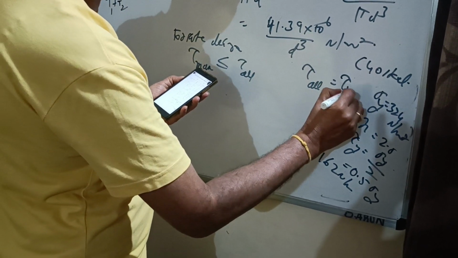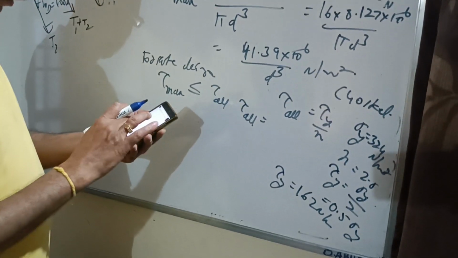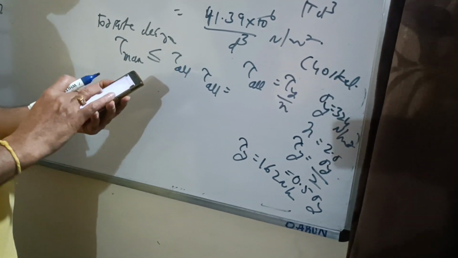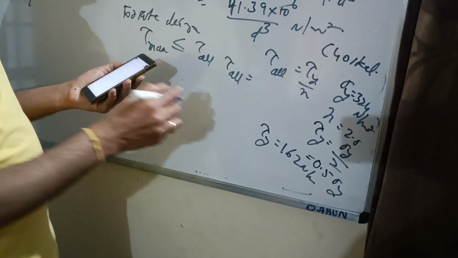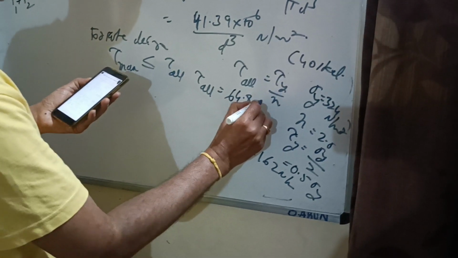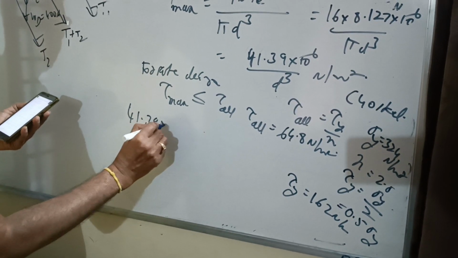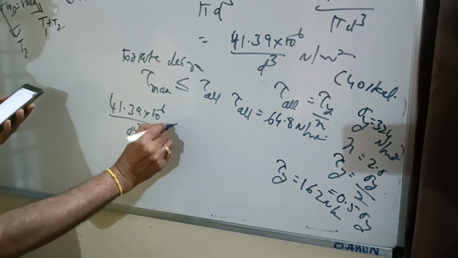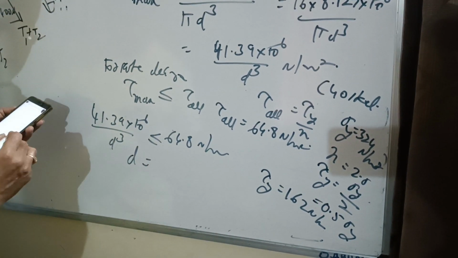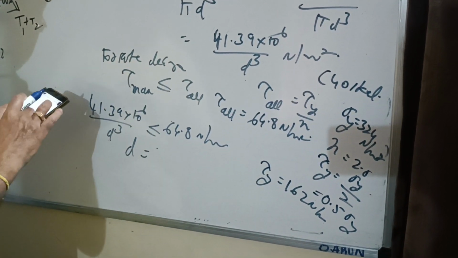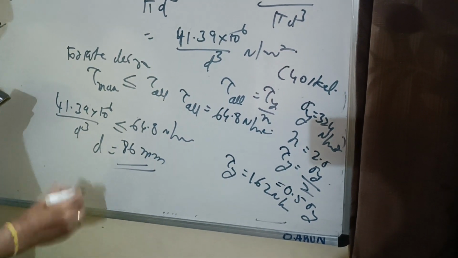Now solving for tau allowable, which is tau y by n, I am getting 64.8 Newton per mm square. Now you just substitute 41.39 into 10 raised to 6 by d cube, which should be less than or equal to 64.8 Newton per mm square. If I solve for d, I am getting around 86 millimeter, the diameter of the shaft.